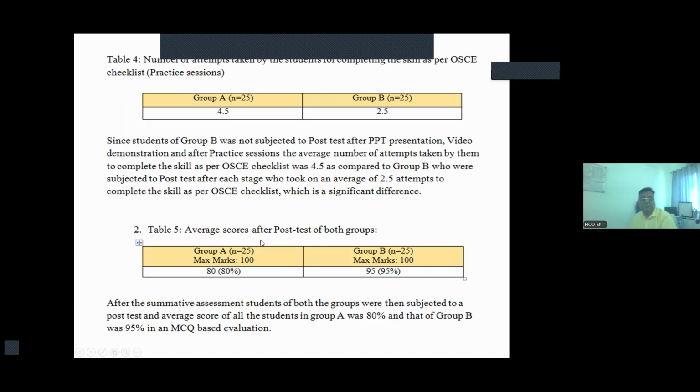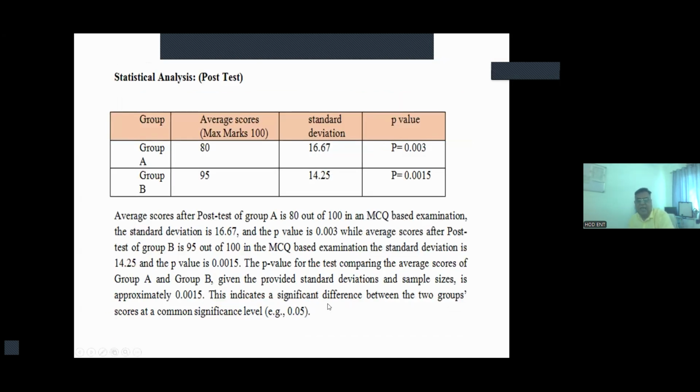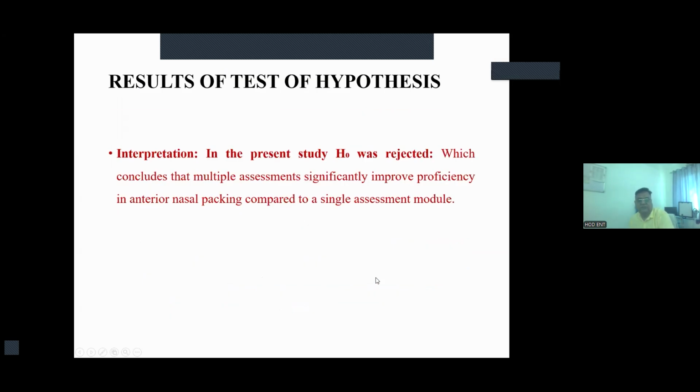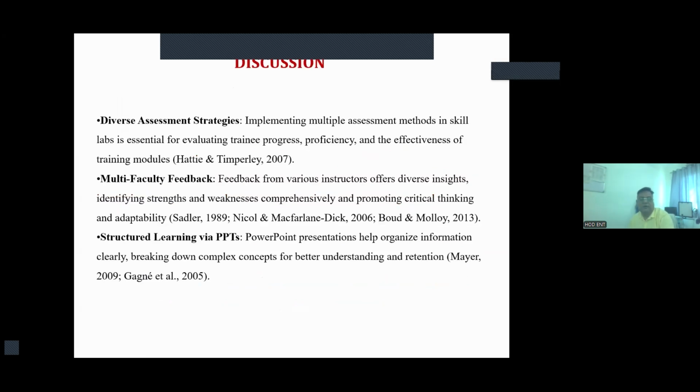This was a major difference in the two groups. The questions remained the same in the pre- and the post-test. Statistical analysis, as we can see, the p-value for Group B is statistically significant. Result of test of hypothesis: in the present study, H0 was rejected, which concludes that multiple assessments significantly improve proficiency in anterior nasal packing compared to a single assessment module.